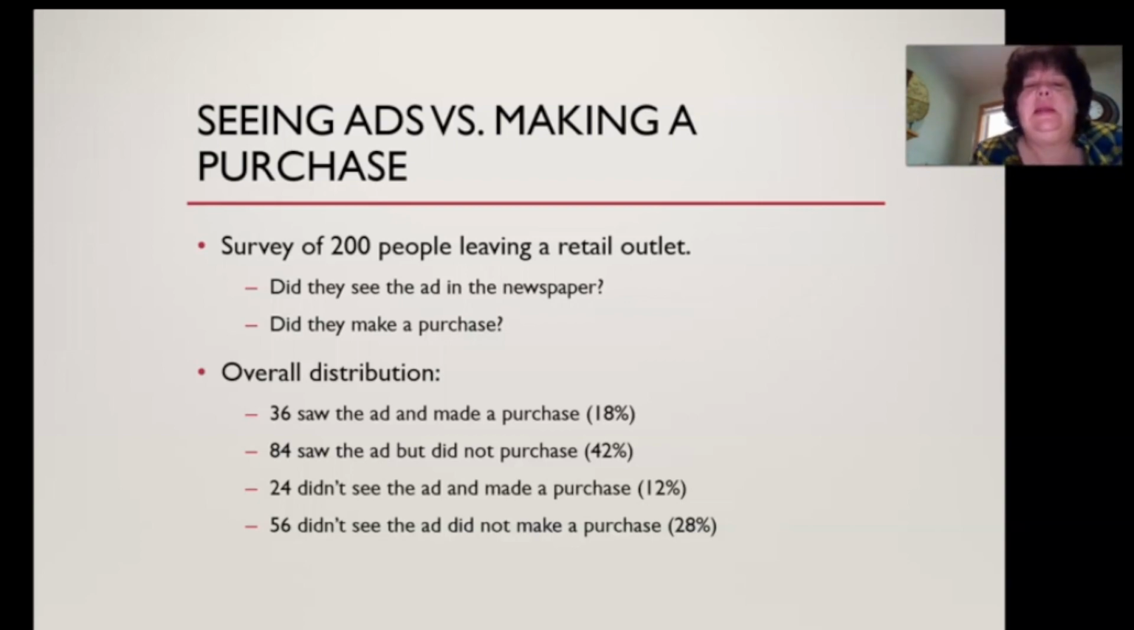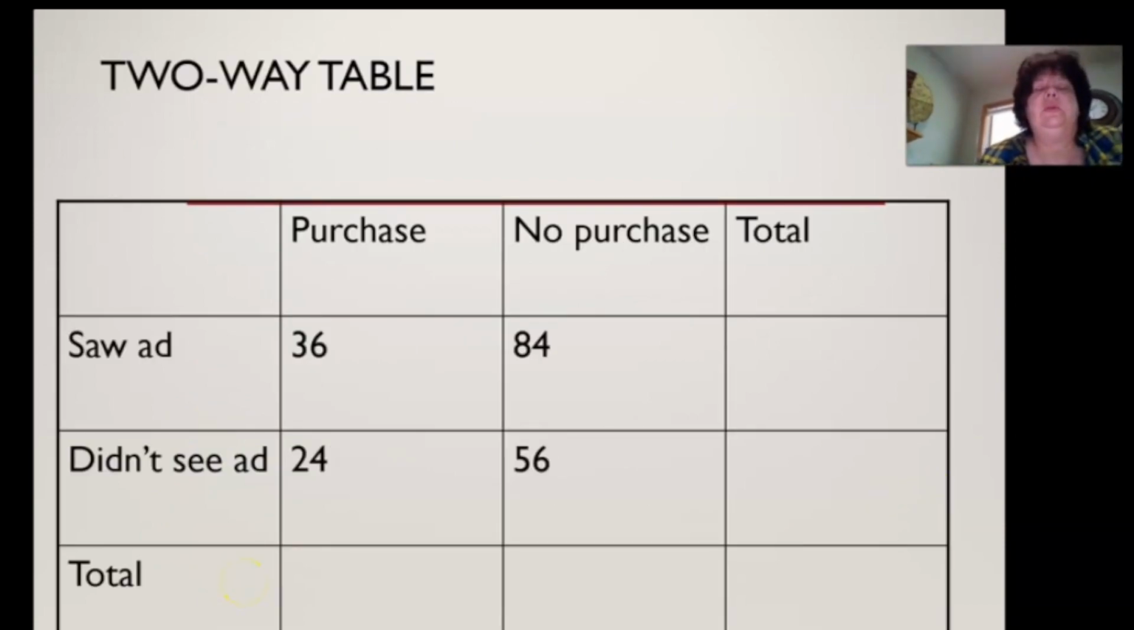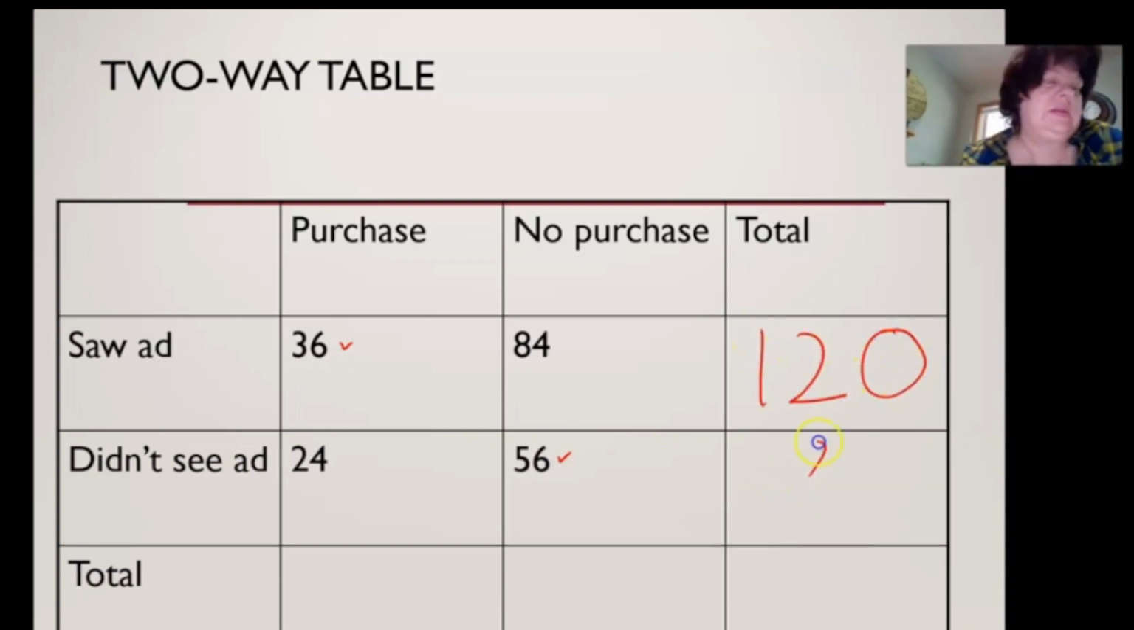And we can put this in a table format. How we do that is we make a two-way table where the rows represent one variable and the columns represent another variable. For this number, 36, it was the people who saw the ad and made a purchase in the previous slide. Here we had 56 people who didn't see the ad and didn't make a purchase, for example. And it sort of screams out to us to add up these totals going across and then add up the totals going down. This is 60.